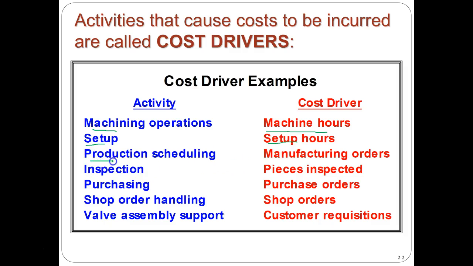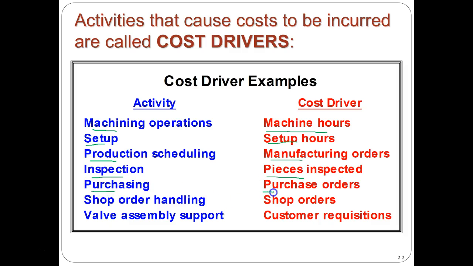If we're talking about production scheduling, manufacturing orders, we might count the manufacturing orders in order to come up with a ratio to allocate those costs to different departments. Inspection time, we might look at pieces inspected. So if the inspection time, again, is looking for a cost driver, the thing that really drives that, if we count the pieces that would be inspected, that would be the way to allocate those costs out.